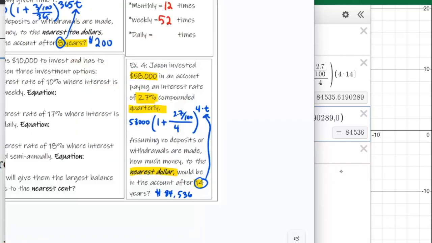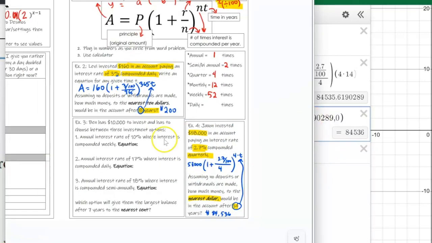All right, so what I want you to do is do the exact same thing that I've done. You're going to answer this question right here. There are 3 different options, and then you're going to answer me which one would be the best option to get the largest balance. Let's practice.